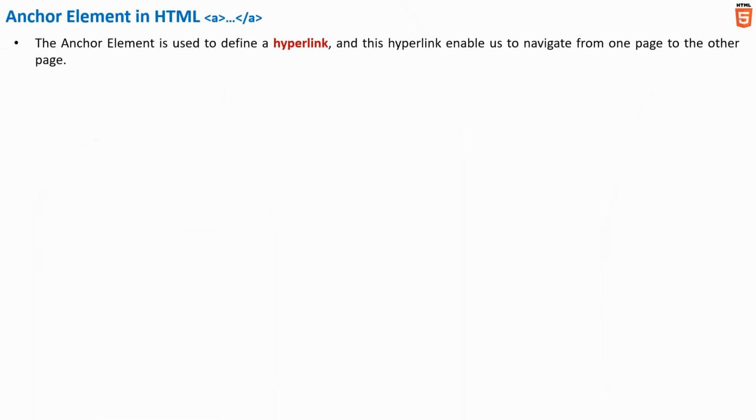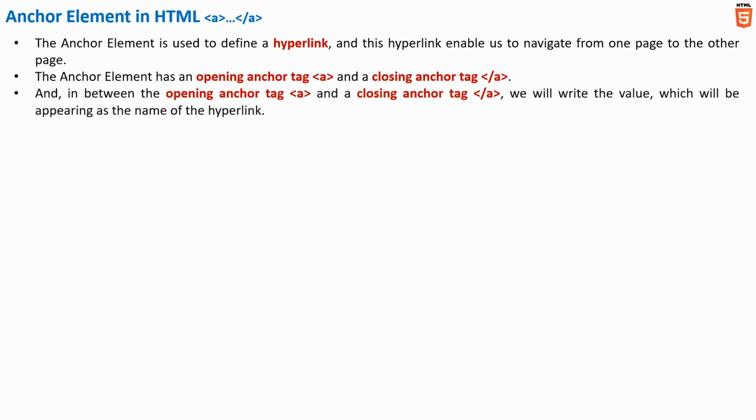So friend, let's start. The anchor element is used to define a hyperlink, and this hyperlink enables us to navigate from one page to the other page. The anchor element has an opening anchor tag and a closing anchor tag, and in between them we will write the value which will appear as the name of the hyperlink.